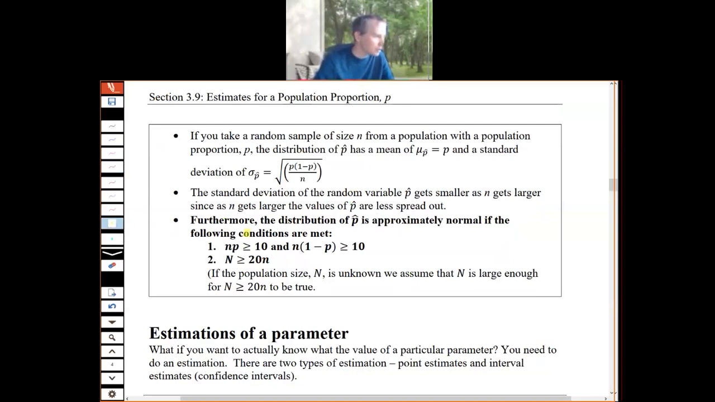Okay, and then we have these two conditions. The distribution of p is approximately normal if we have these two things, okay? And it's kind of like three things because this first one is a double. Okay, so let me explain what these are. So first of all, this first condition is really just checking to make sure that our sample size is large enough.